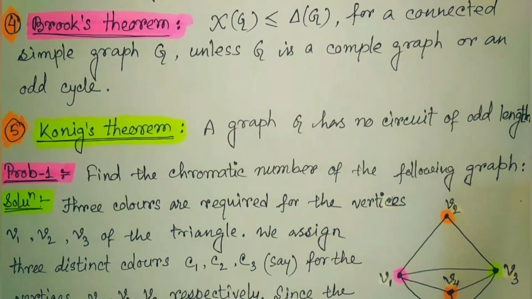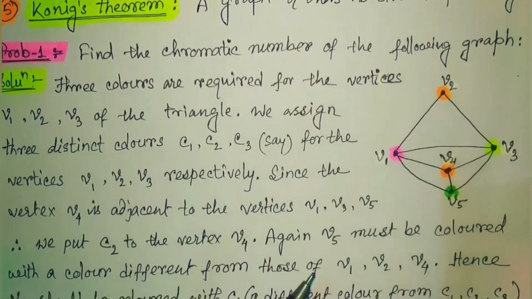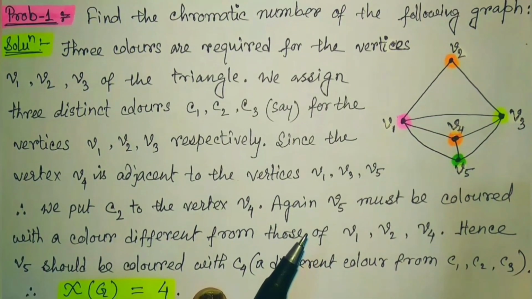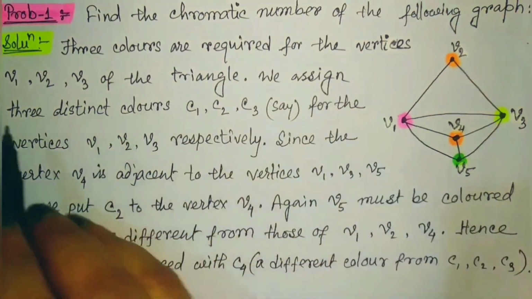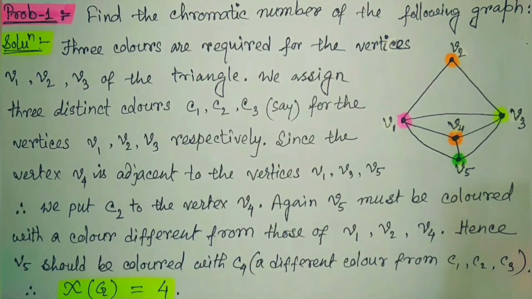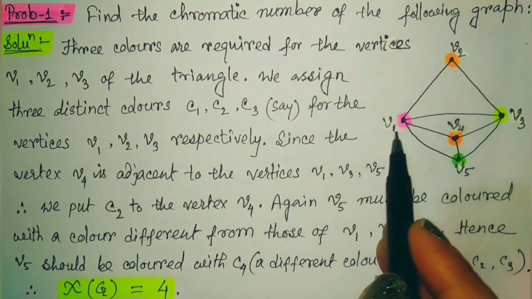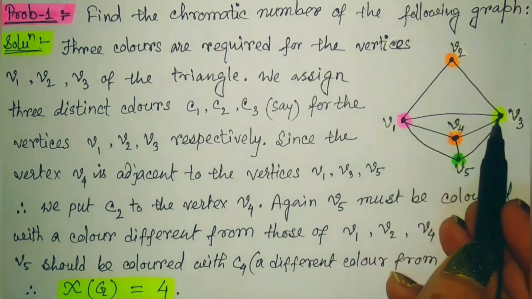So the first problem is to find the chromatic number of the following graph. This graph is given and we are supposed to find the chromatic number for this one. So how do we find it? Initially, 3 colors are required for the vertices V1, V2, V3 of the triangle. We know that if a triangle is there, then to color it we require a minimum of 3 colors. So these are the 3 colors we put.